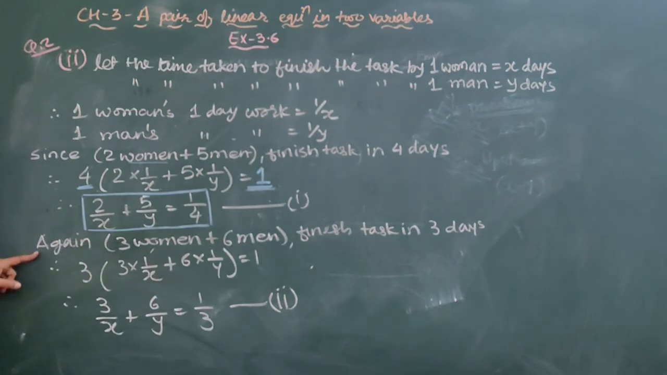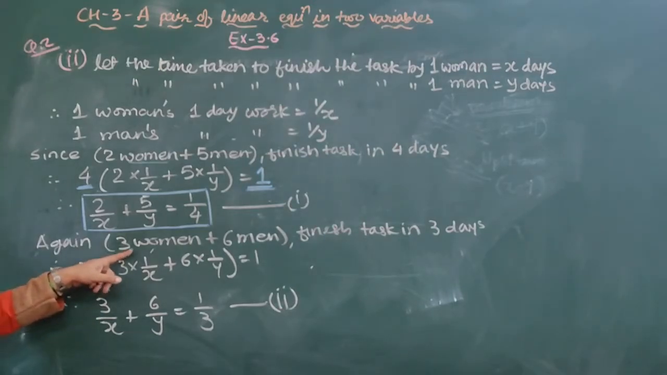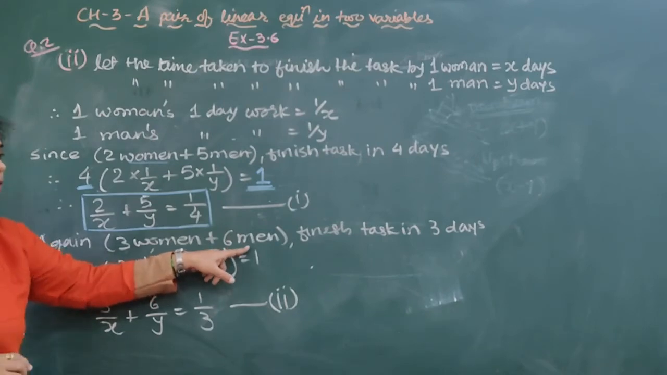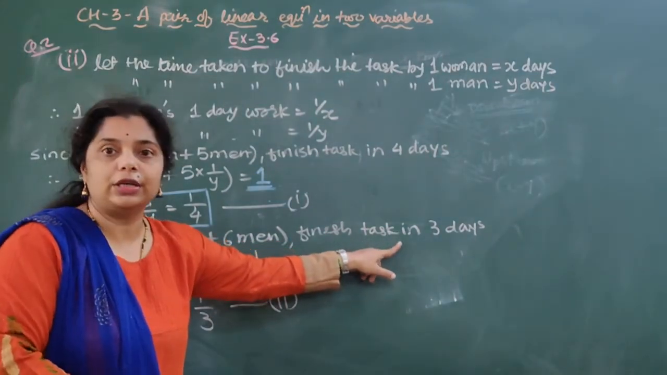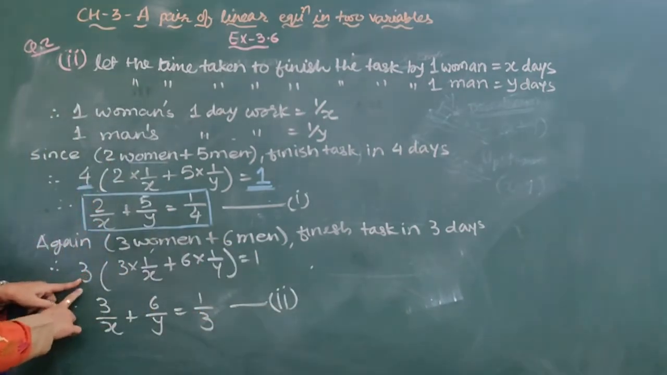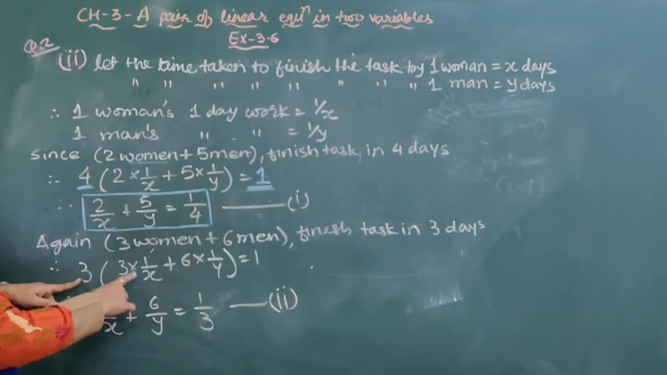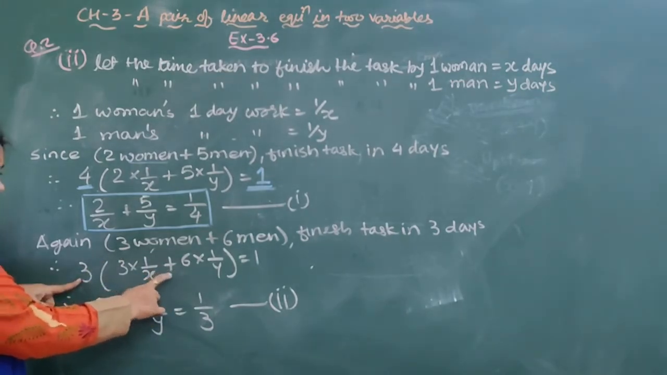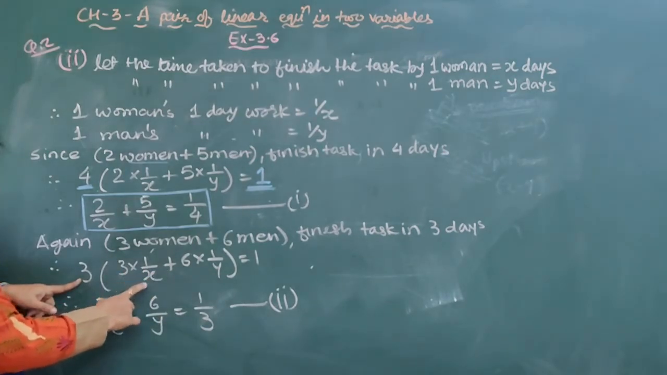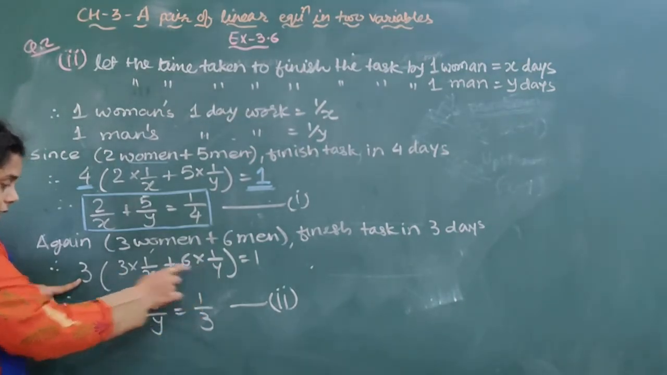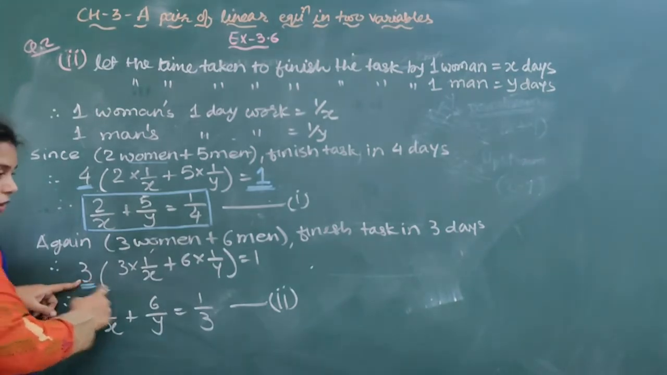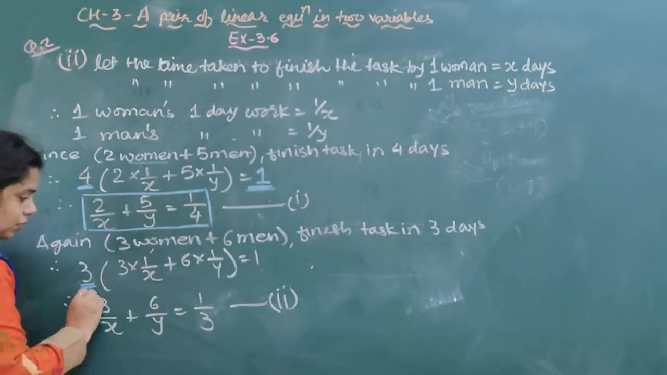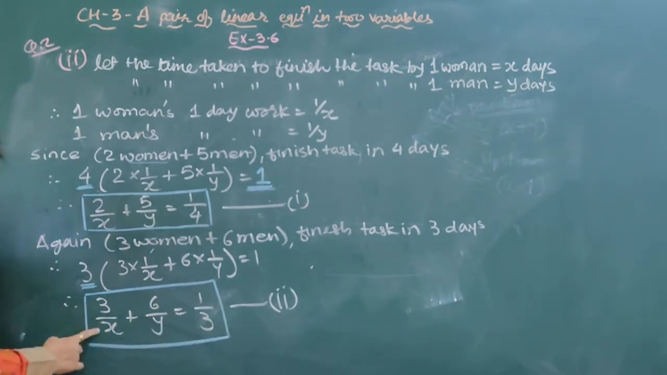We will get the second equation by using the second condition. Here in the second it is given that 3 women plus 6 men together finished the task in 3 days. So 3 days, and per day activity by 3 women, per day activity by 6 men, and together it means it is a plus. So 3 by x plus 6 by y. Now I take this 3 to the other side, and therefore the final equation I got is 3 by x plus 6 by y is equal to 1 by 3.